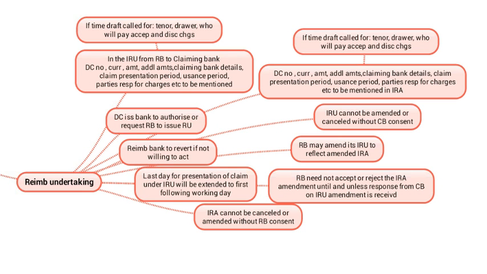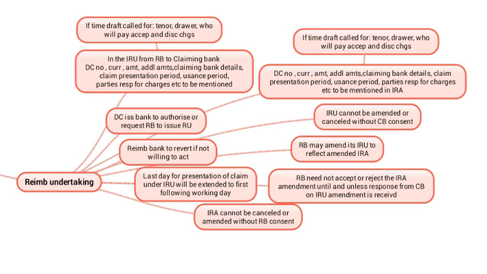In the irrevocable reimbursement undertaking from the reimbursing bank to the claiming bank, the documentary credit number, the currency, the amount, additional amounts payable, charges are to whose account, and other details. The time period available for presentation of the claim, the expiry date of the undertaking if any, what is the usance period in case a draft is required, who are the parties on the draft, and who will pay the charges, etc. have to be mentioned in the IRU, irrevocable reimbursement undertaking.